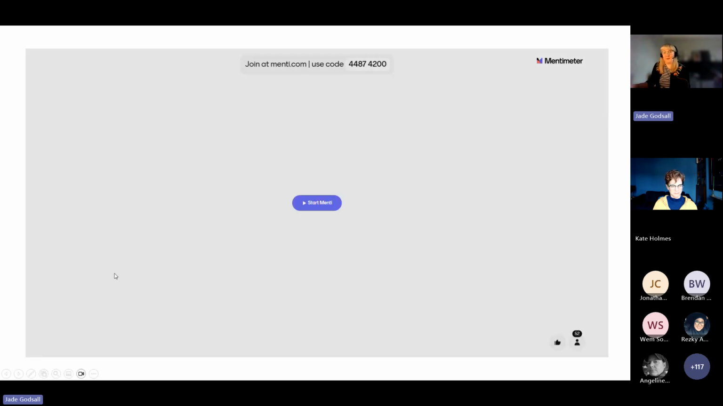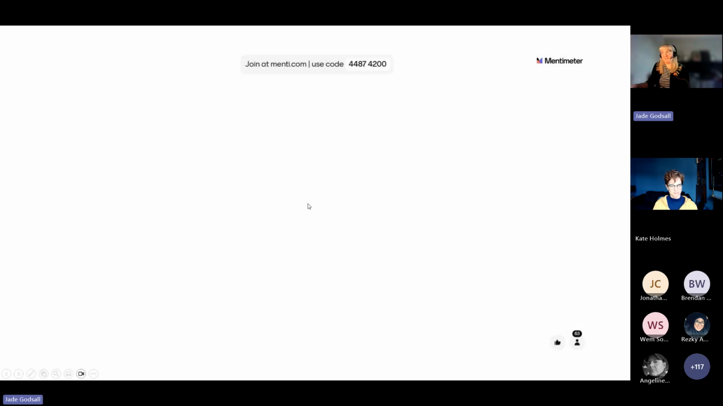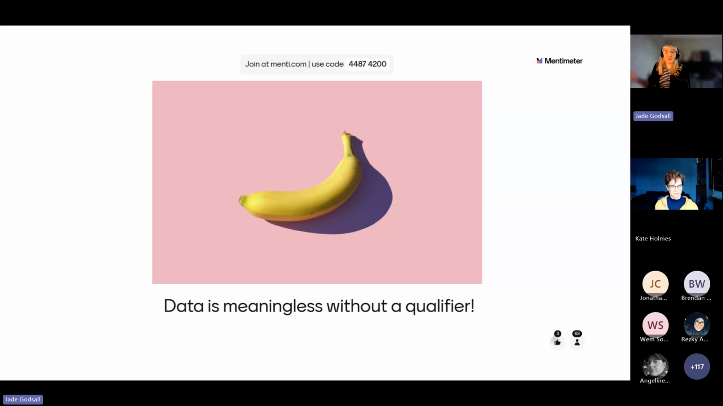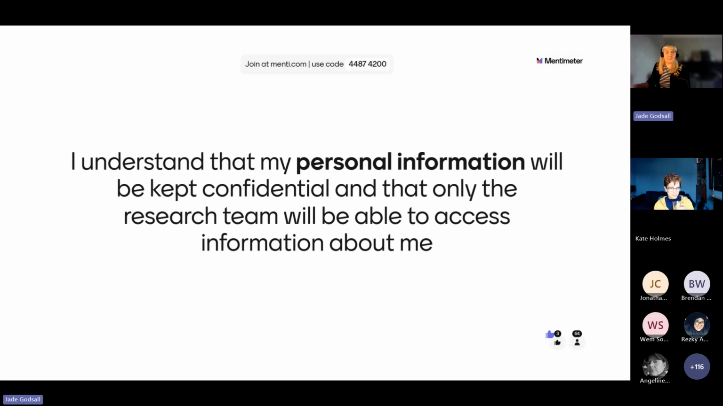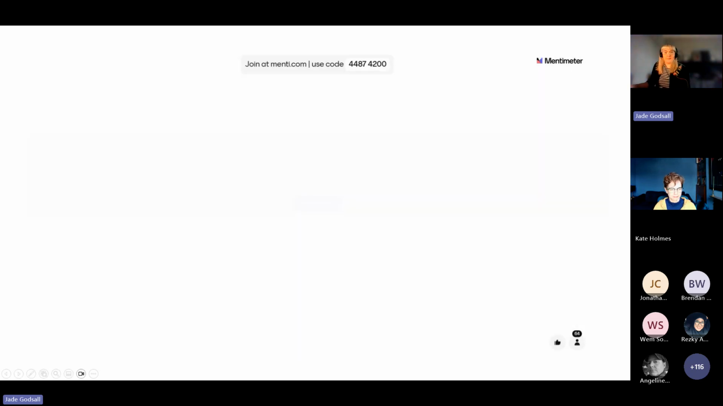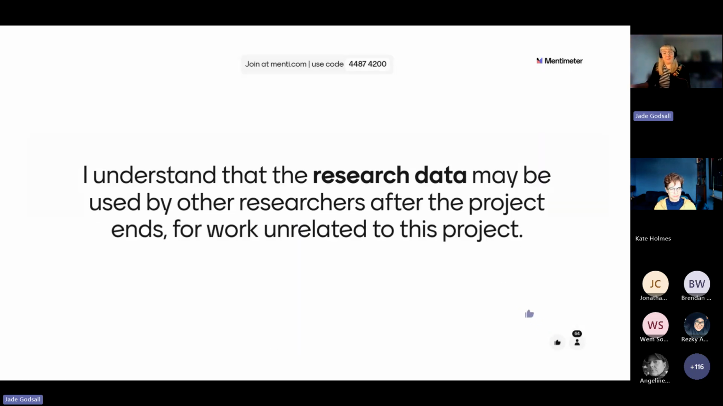Okay, right. So really, data on its own is kind of meaningless. You might as well say banana. Without a qualifier, data just becomes meaningless. You need to specify clearly what kind of data tranche you're talking about. So whether that's personal information that you're going to be keeping confidential and only the research team is going to be able to access, or whether that's research data, which then may be used by other researchers after the project ends for work unrelated to the project.